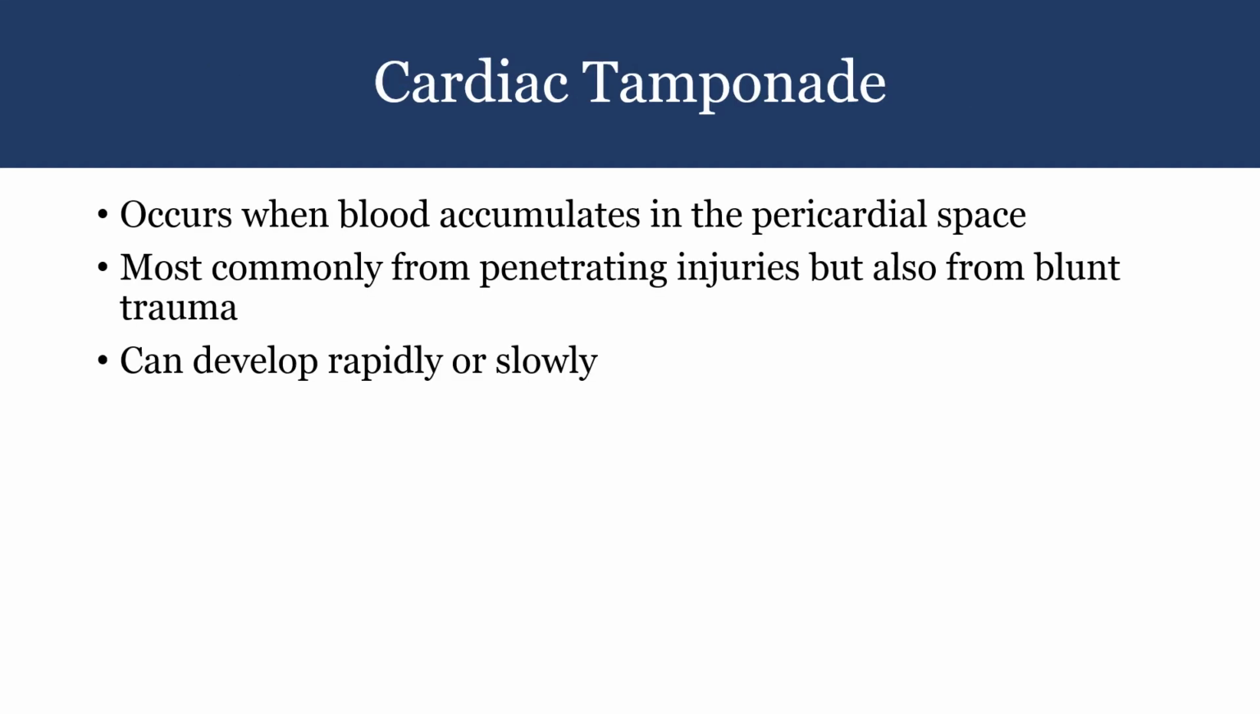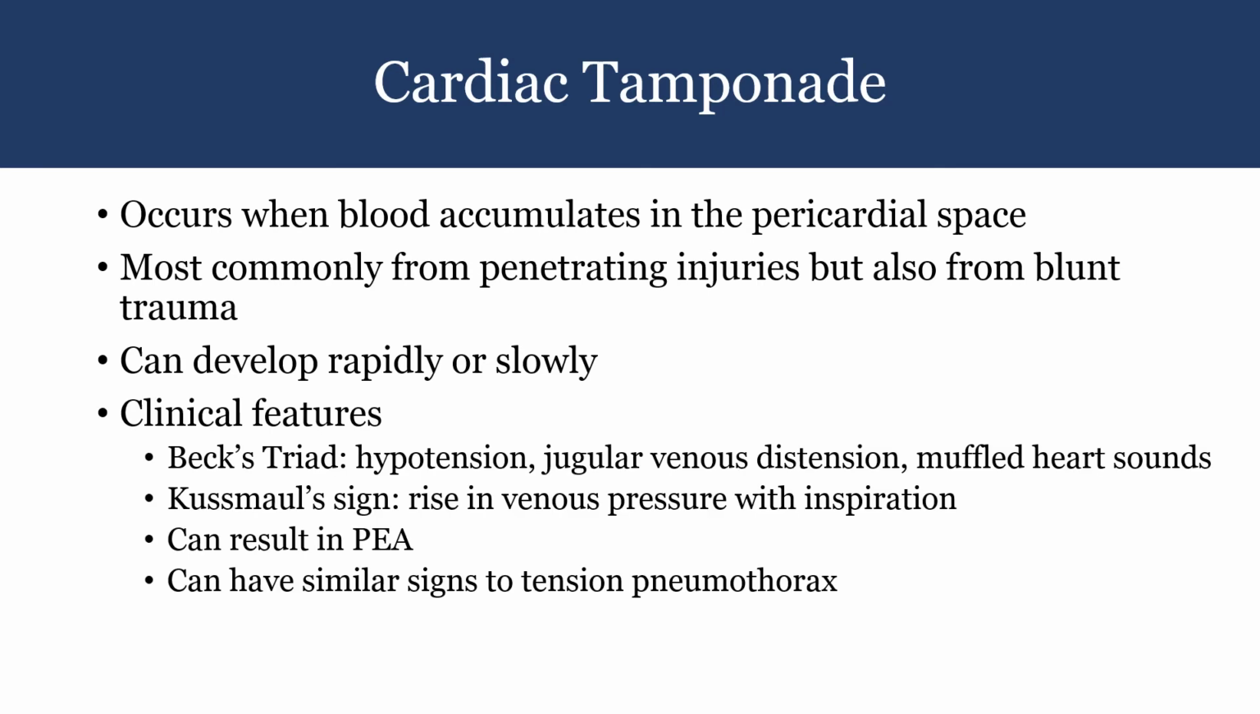Then we go to cardiac tamponade. This cardiac tamponade literally means accumulation of blood within the pericardial space, and most commonly occurs from penetrating chest injuries, but it can also occur from blunt chest trauma, or any blunt trauma to the chest can give you cardiac tamponade. In some patients, it can develop rapidly, but in some others, it can develop slowly.